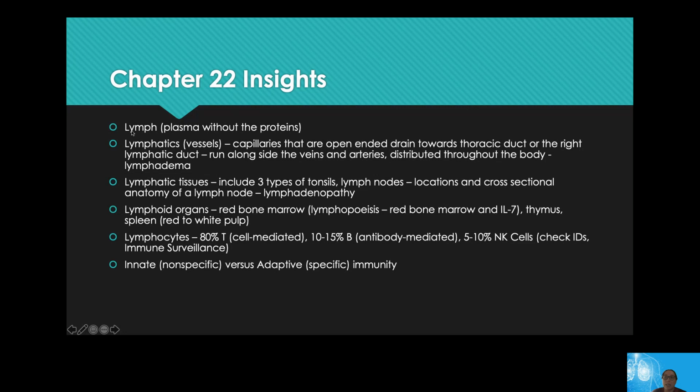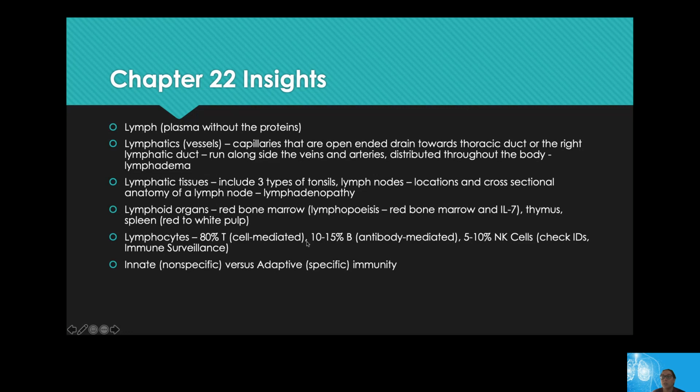The first thing that we see is that we can break down the lymphatic side of the lymphatic system into 4 major components. So the lymph, which we equate to plasma without proteins. The lymphatics, otherwise called lymphatic vessels, which we described from capillaries all the way through the lymphatic ducts, and address the disease of lymphedema. Additionally, the lymphatic tissues, which include 3 different types of tonsils and different types of lymphatic tissues like MALT and GALT, lymph nodes, and the concept of lymphadenopathy.